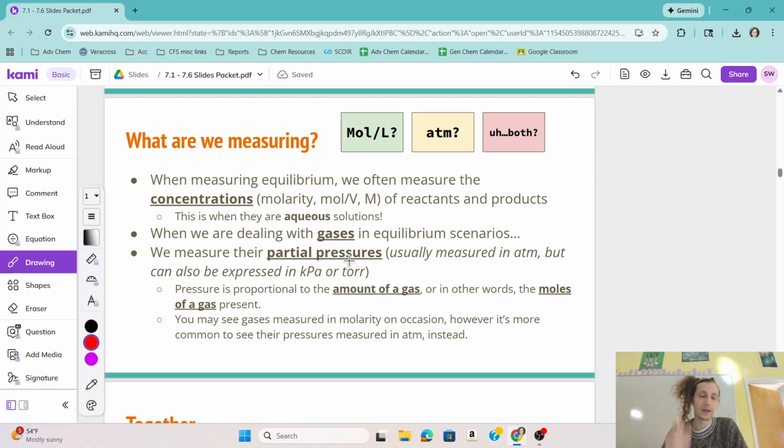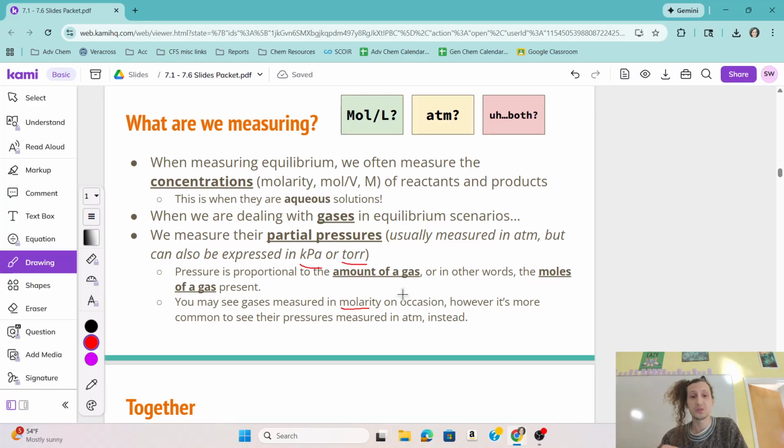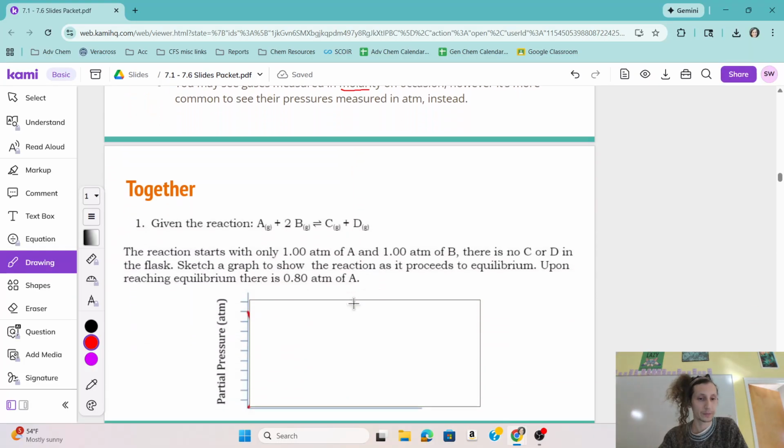Pressure is usually going to be in atmospheres, although technically you can have kilopascals or torr as a unit of pressure. We don't really see those in this class. You can, however, still measure the molarity of a gas, and sometimes you'll see that, and that's perfectly serviceable. So just pay attention to what you're talking about. If you're talking about aqueous solutions, you're definitely not talking about pressure. If you're talking about gases, you could be talking about pressure or molarity. It just depends on what information is given and where you want to go from there.